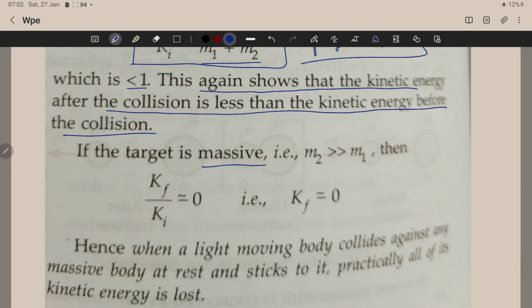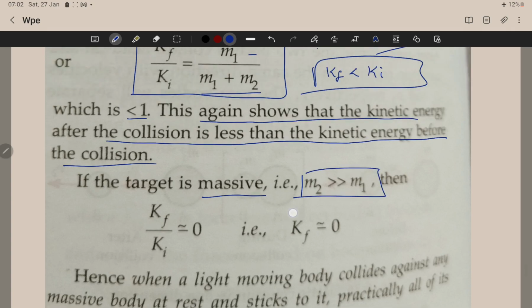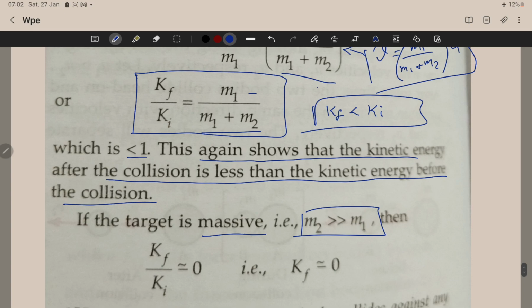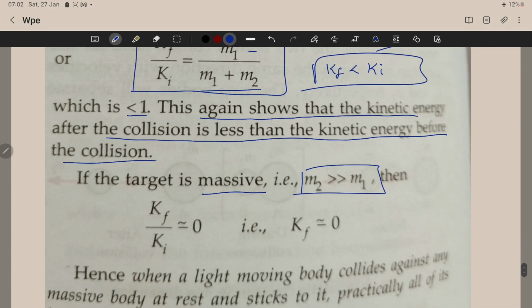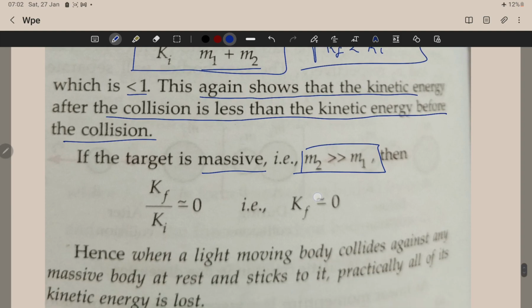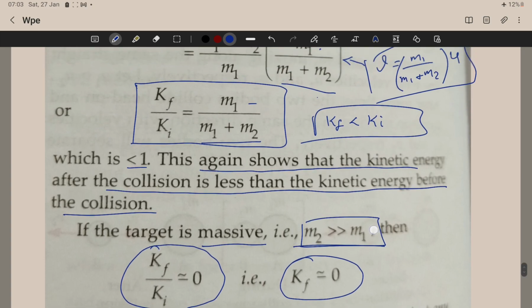If the target is massive, let's say the mass m2 is very large, then what happens? m1 by m2 becomes negligible, so m1 by m2 becomes very small. Therefore this ratio will become approximately 0, which means the final kinetic energy will become 0 if m2 is very large.